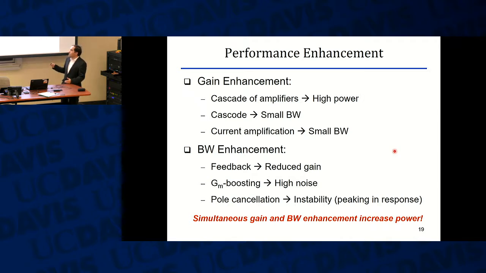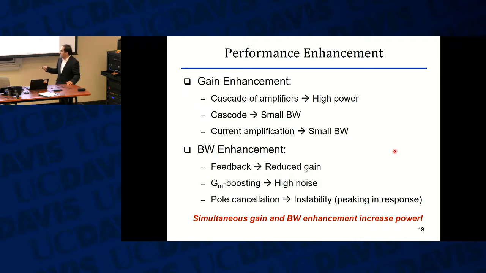I've listed multiple ways that you can get gain in traditional analog circuit designs. You can improve the gain by using cascodes, you can have current amplifications. I've also listed typical bandwidth enhancement techniques. You can use feedback, some pole cancellations, gm boosting, right? But if you want to just use one of these approaches, then you will end up hurting the other one. Let's say you pick the cascode, you end up losing the bandwidth, and vice versa.